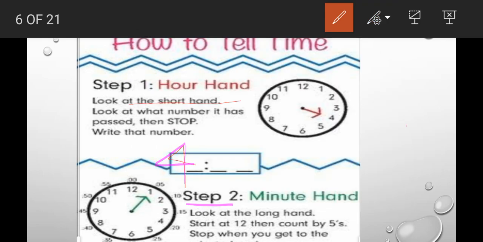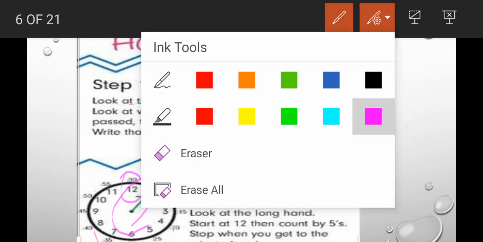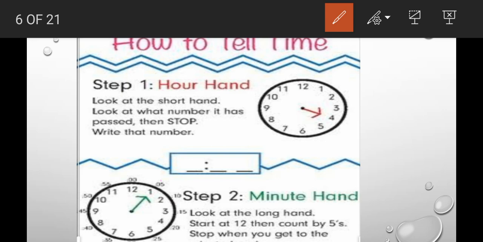Then step 2. Look at the long hand. So here we have the long hand. Start at 12, then count by 5. Start at 12. Then what you have to do is 1 you have to read as 5, 2 you have to read as 10, 15, 20, 25, 30, 35. Like that you have to go. It will go on like this.